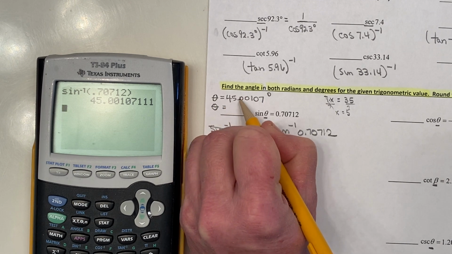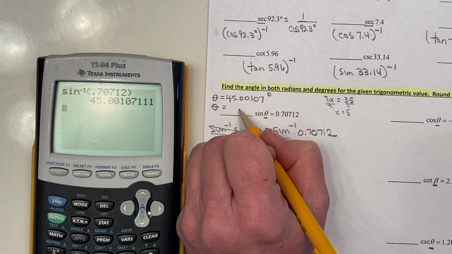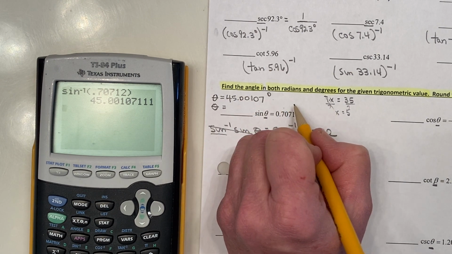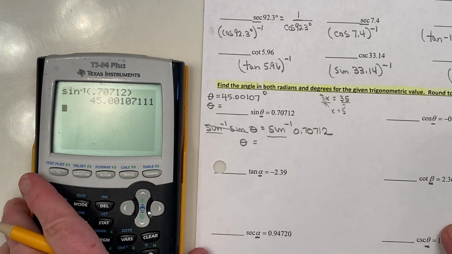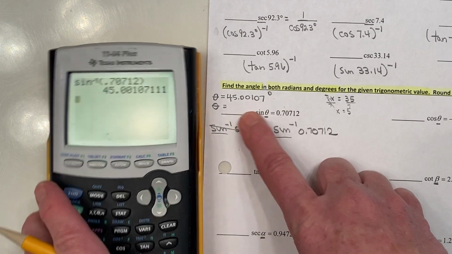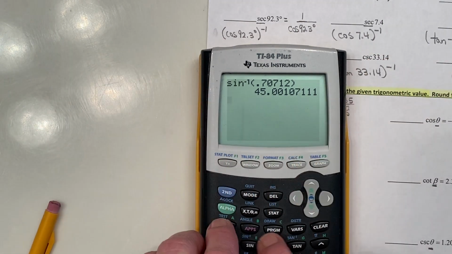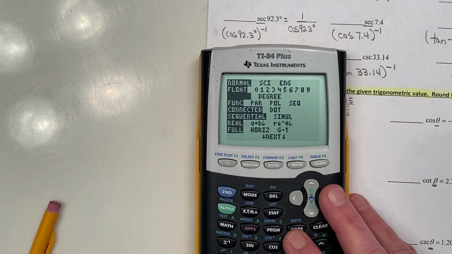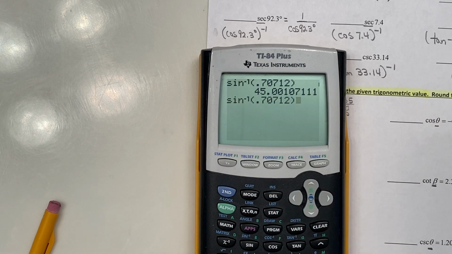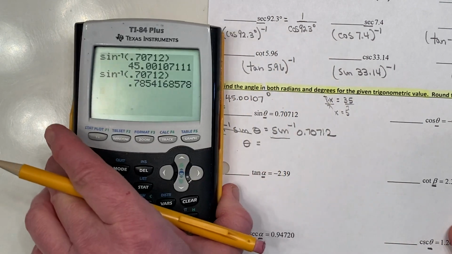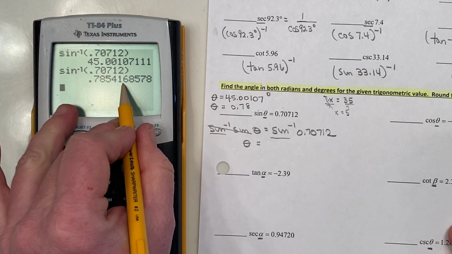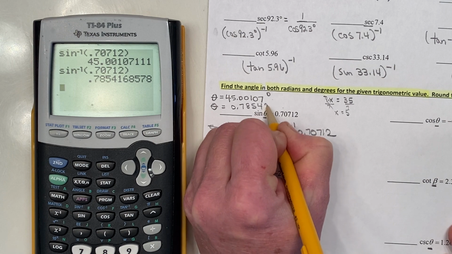What is 45 degrees and some change equivalent in radian measure? You could multiply this by 180 degrees over pi, that conversion that we saw in a previous lesson, but since we have the calculator available, let's just use that. I'm going to go back to the mode key, change it to radians, and then go back to the home screen, arrow up, grab that again. Remember, you're in radian mode now. So 5 decimal places, 0.78542. And this is radians.